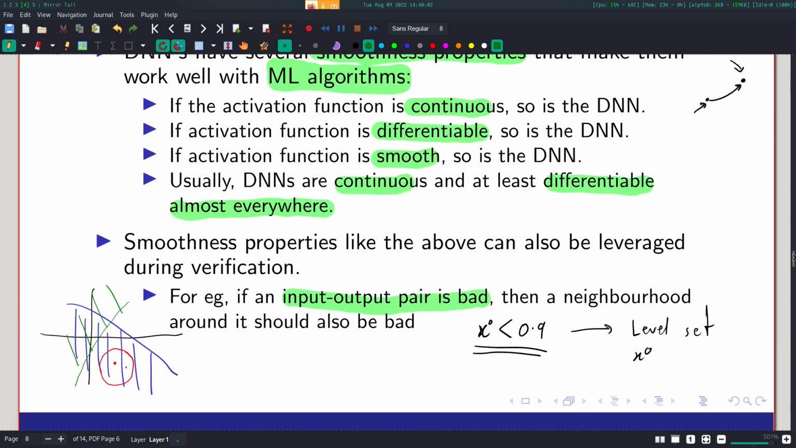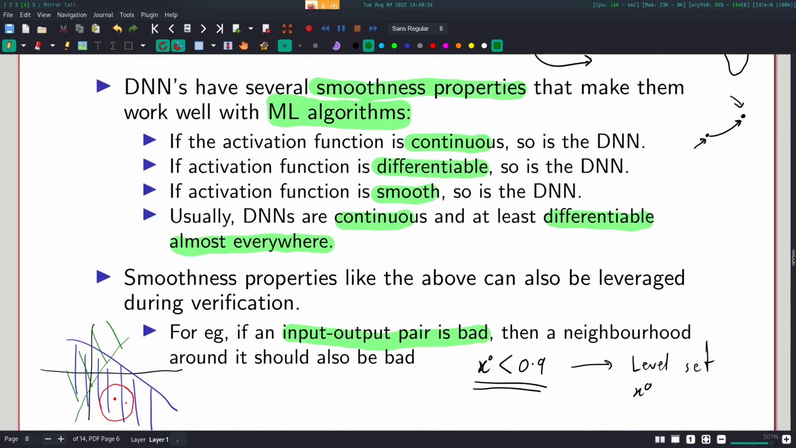So if I were to ask you to prove this, can you think of a way that you would actually prove it? That if you have a violation, then you'll have some ball around it which is also violations of your property. Yeah, right. That is something you can try out as an exercise if you get some time.